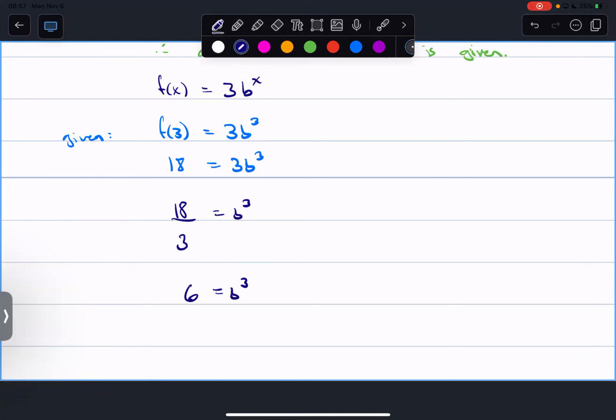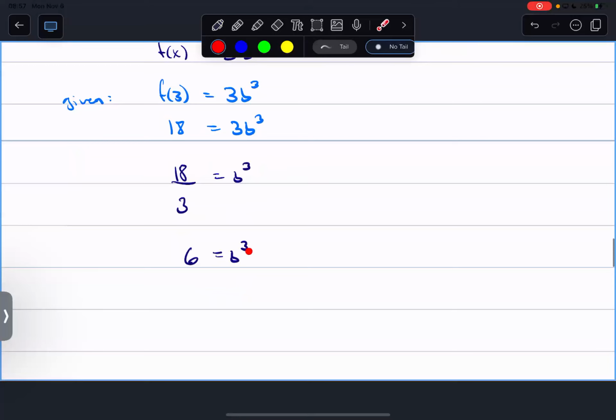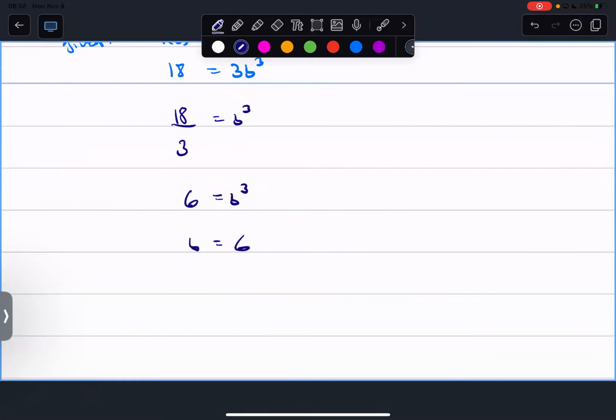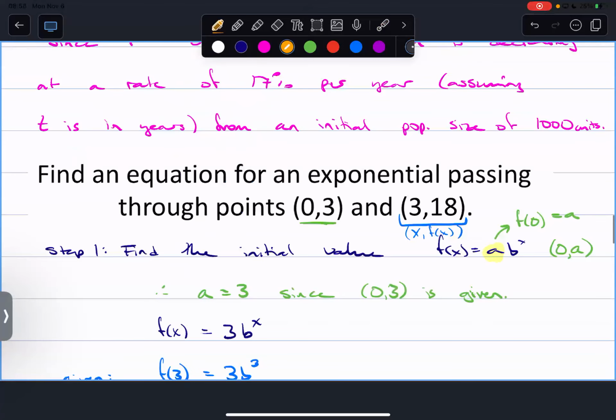b to the power of 3, by our exponent rules or your snazzy calculator, because you have any root function. But what are you technically going to have to do to solve for b here? You're going to have to take the third root of 6. And so this means that b is equal to 6 to the 1 over 3, from, I can't remember which rule.